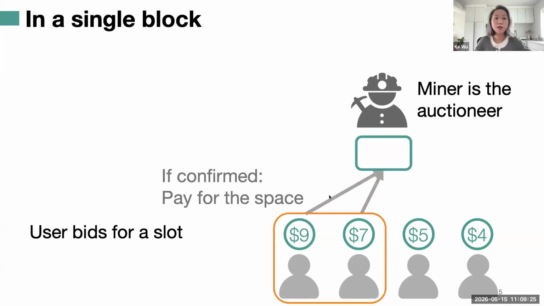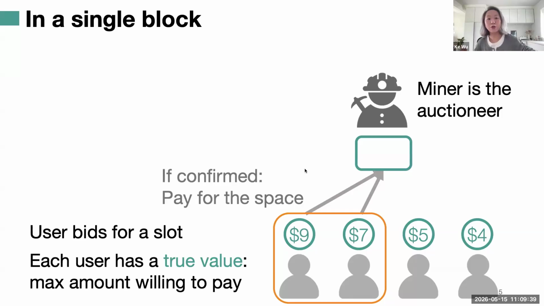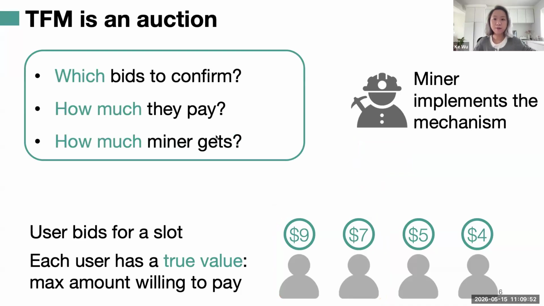So once my transaction gets confirmed and I get a space in the block, I will need to pay for using that space. And this payment is called the transaction fee. So here we're assuming that each user has a true value: a maximum amount that a user is willing to pay to get the transaction confirmed in the block. So in this case, the miner needs to implement a so-called transaction fee mechanism. It decides which bids to confirm, how much they pay, and how much the miner gets.